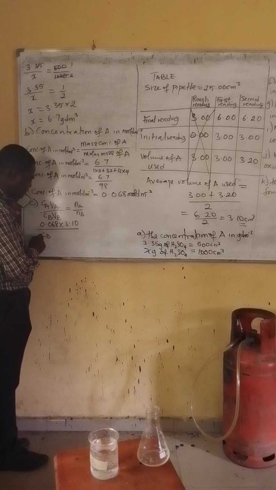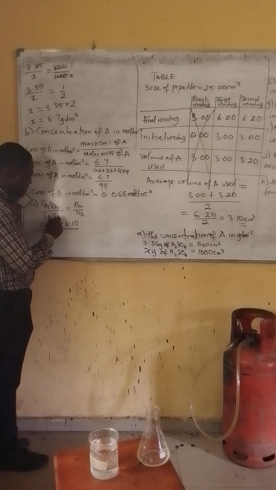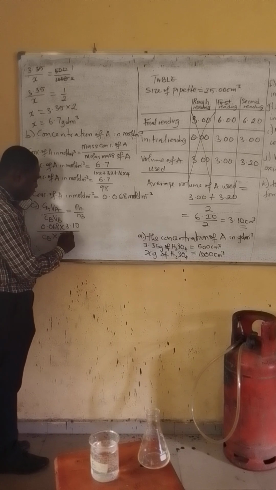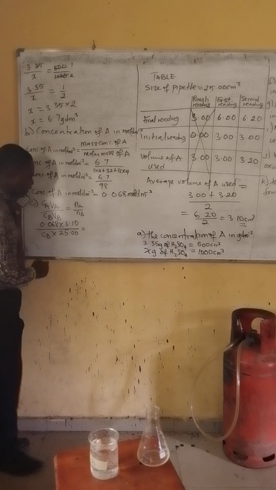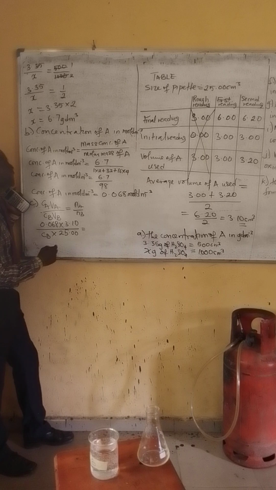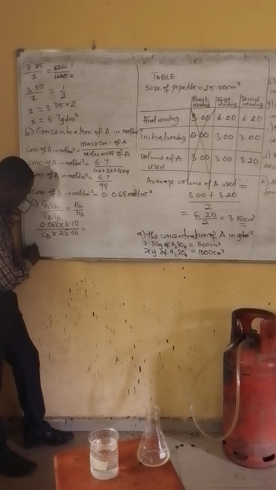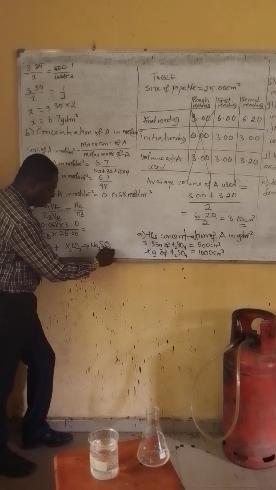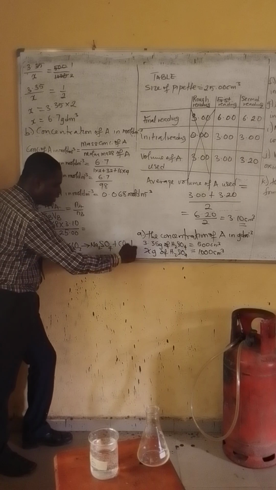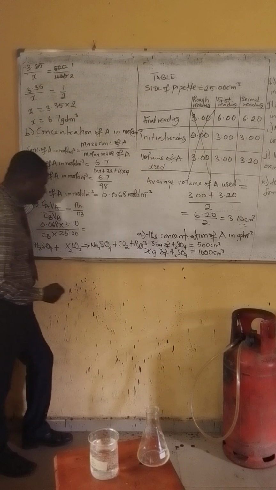This is concentration of B. Then Vb is what? Average titer, our volume of pipette, 25.00. Don't forget the equation before. The equation was H2SO4 plus Na2CO3 giving us... okay? This is the equation.